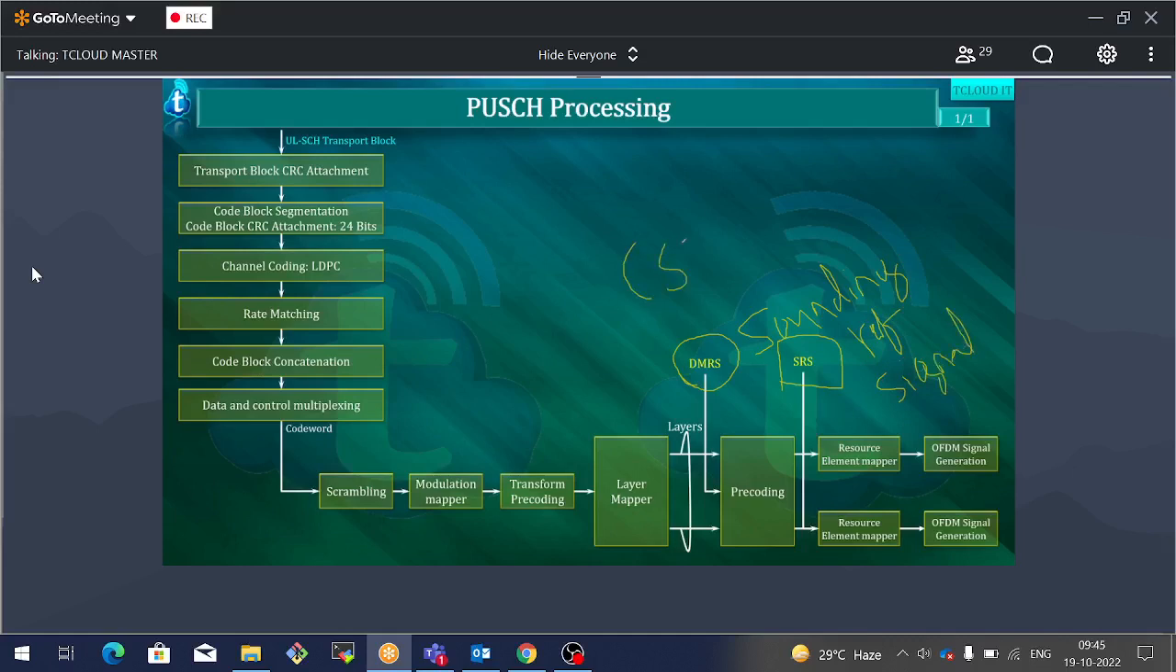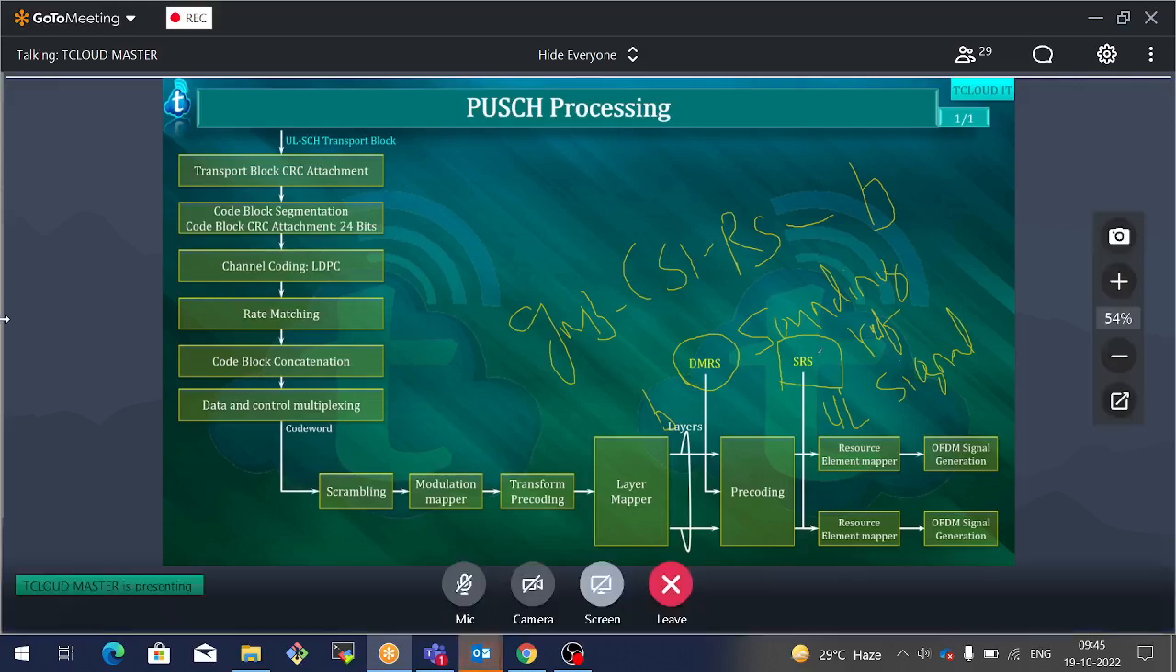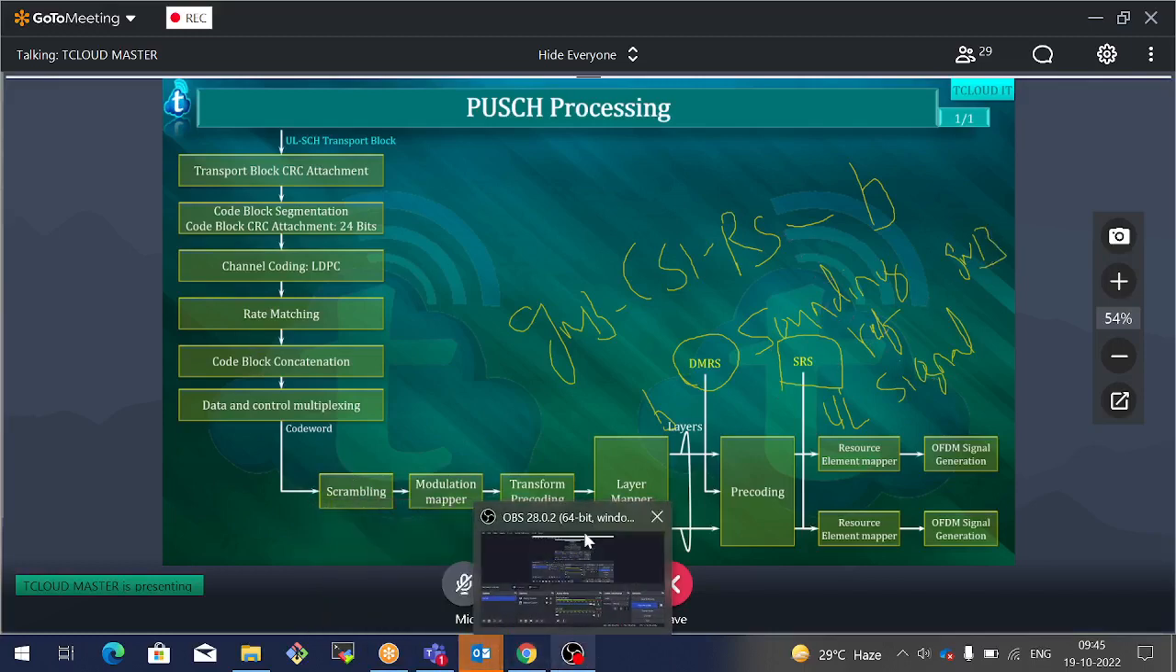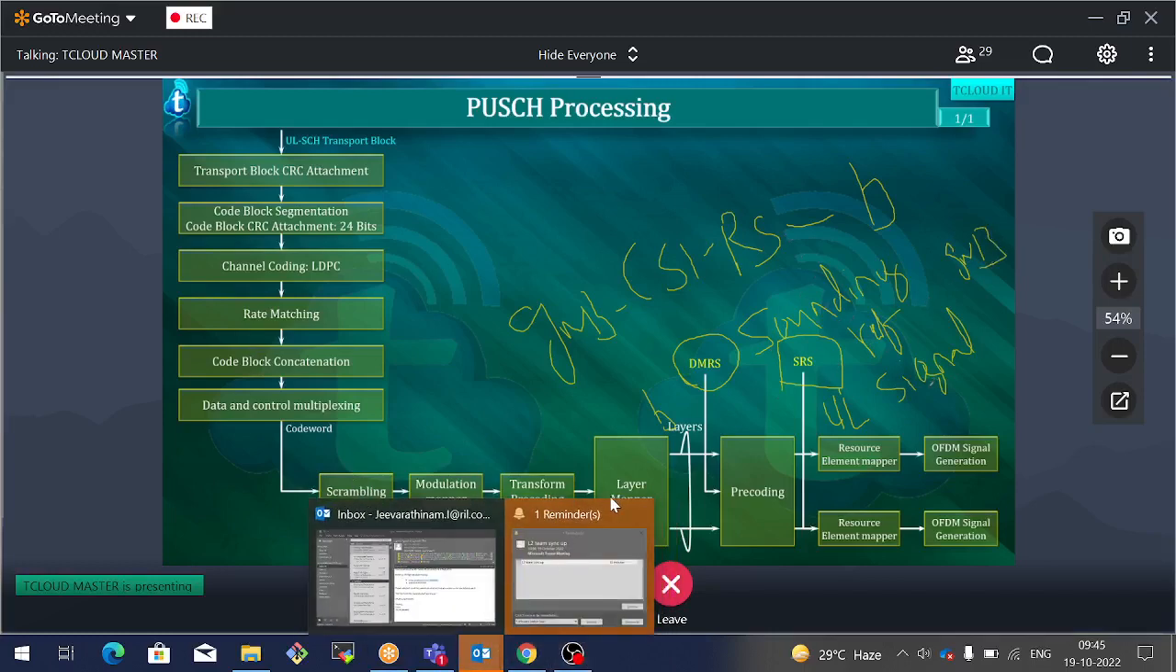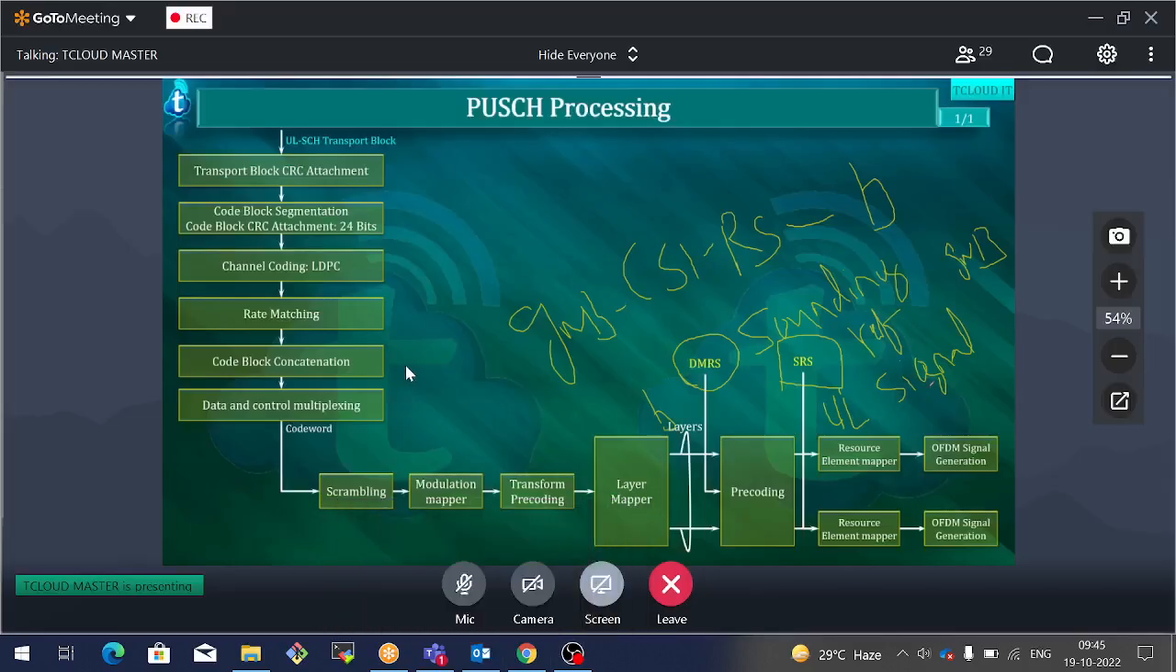CSI-RS is a downlink reference signal. Sounding reference signal is the uplink one. So we have two different types of reference signals. The gNodeB transmits CSI-RS to the mobile, and the mobile transmits the sounding reference signal to the gNodeB. Both of them would be used in two different circumstances, which we will see a little later.